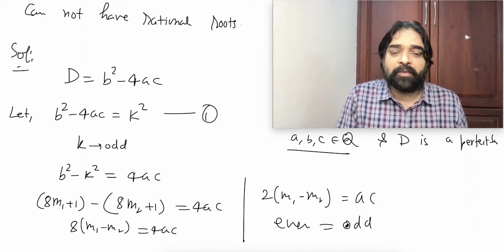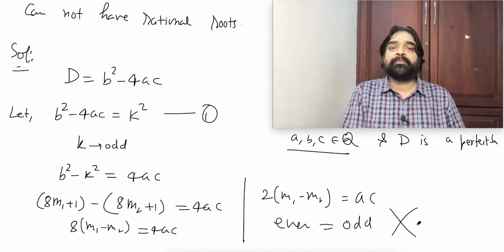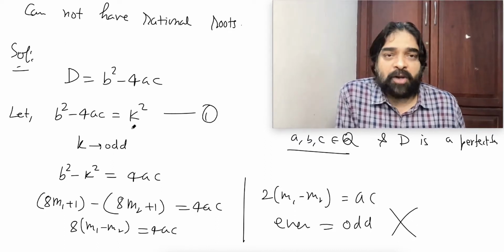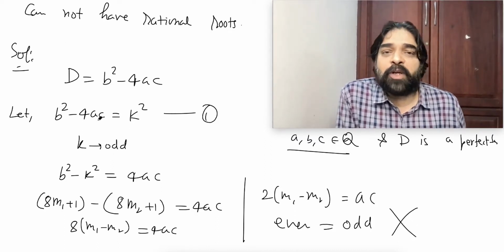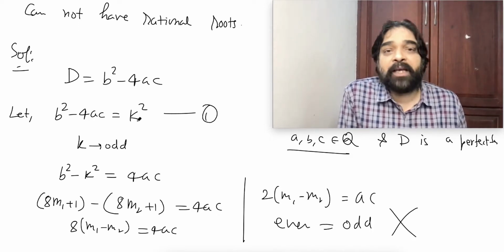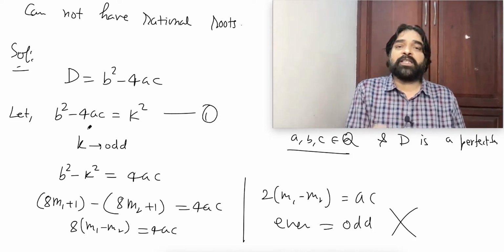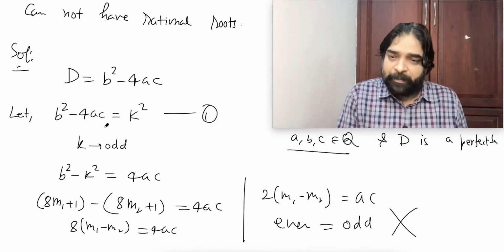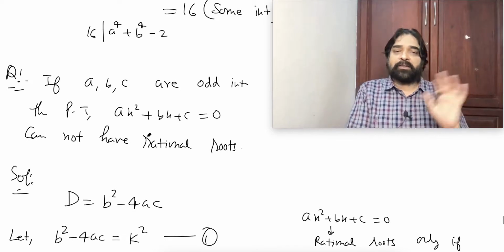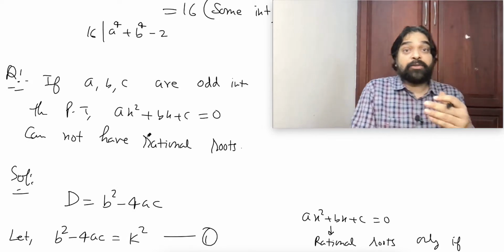Odd into odd is already odd, which is impossible. That means our assumption is wrong. It means b square minus 4ac cannot be k square. So b square minus 4ac cannot be a perfect square, which means the roots of this cannot be rational. That is just what I'm trying to tell you.